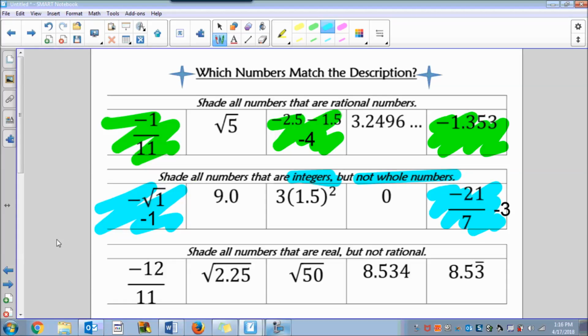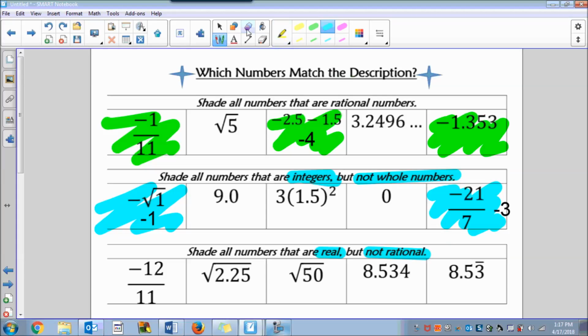The last one's asking shade all the numbers that are real, but not rational. Real is the description of all the numbers that we've learned so far. So that really isn't too constraining. It's basically telling us find the numbers that are not rational. Basically all that's saying is find the irrational numbers. Anything that's a decimal that goes on forever and it doesn't repeat. It needs both of those things. It can't stop and it can't repeat.